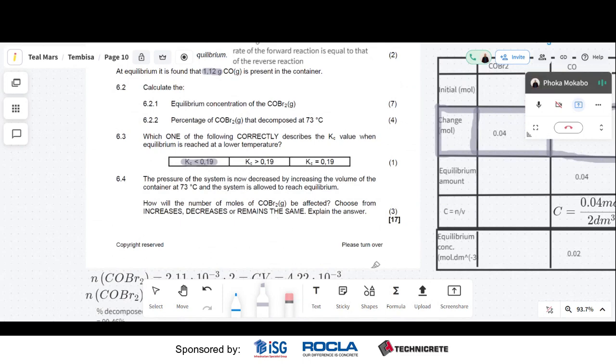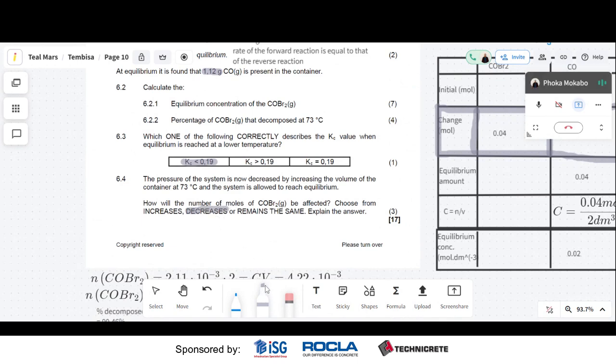6.4. The pressure of the system is now decreased by increasing the volume of the container, and the system is allowed to reach equilibrium. How would the number of moles of carbonyl bromide be affected? Choose from whether it increases, decreases, or remains the same. The answer over here is decreases.